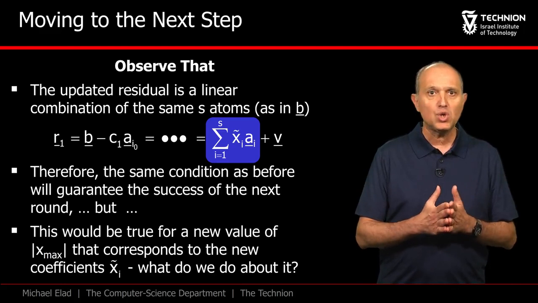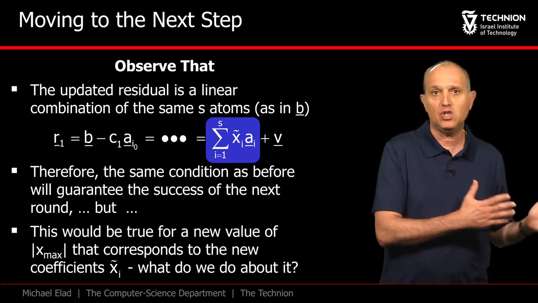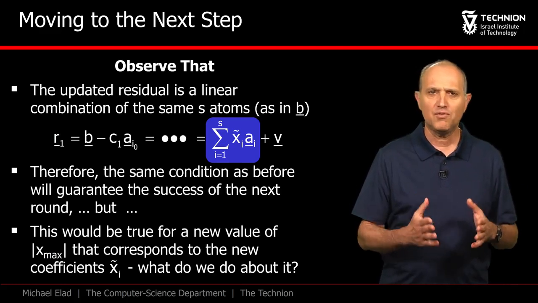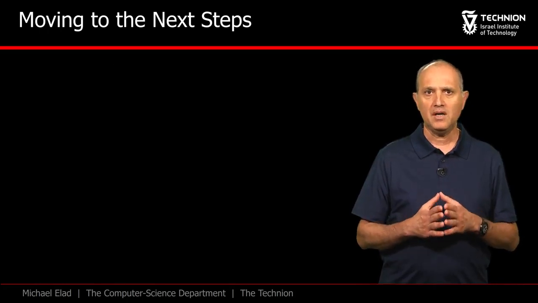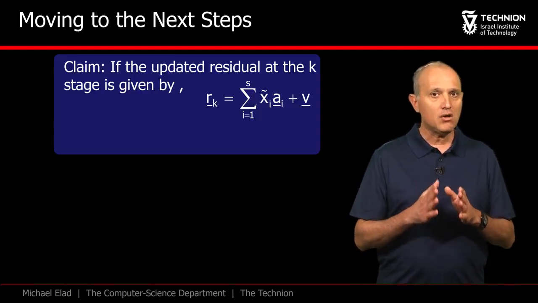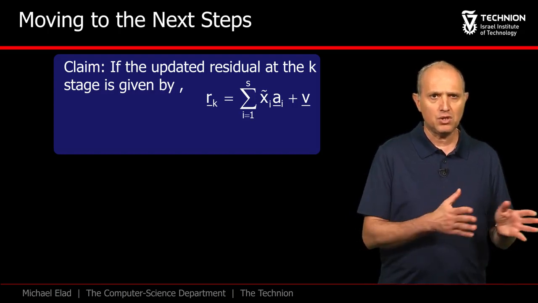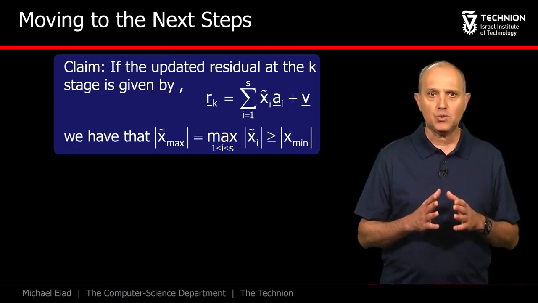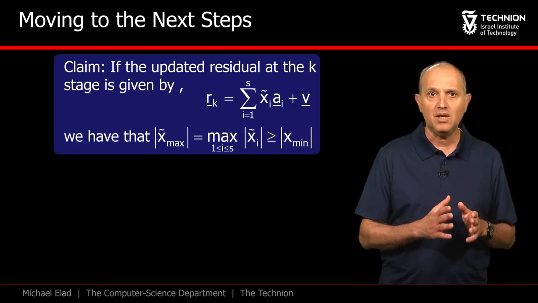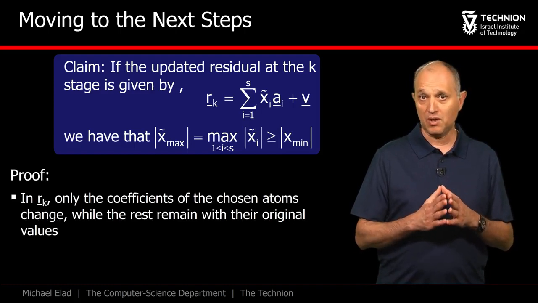The new condition should be posed with x max that refers to the new coefficients in the residual summation. So how do we resolve this? To our aid comes the following claim about the residual during the OMP iterations. It states that as long as this residual is built of the original S atoms plus the original noise, then the maximal entry in these coefficients cannot be lower than the original x min. The proof of this statement is rather easy.